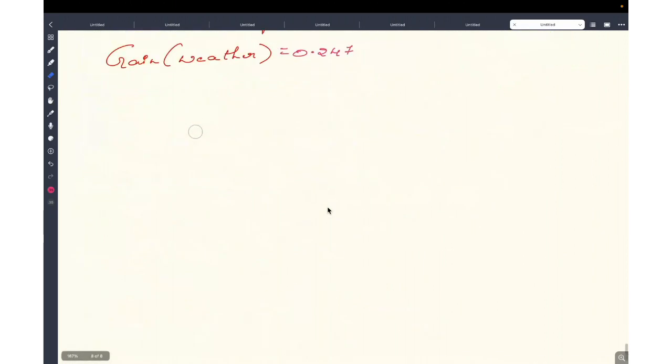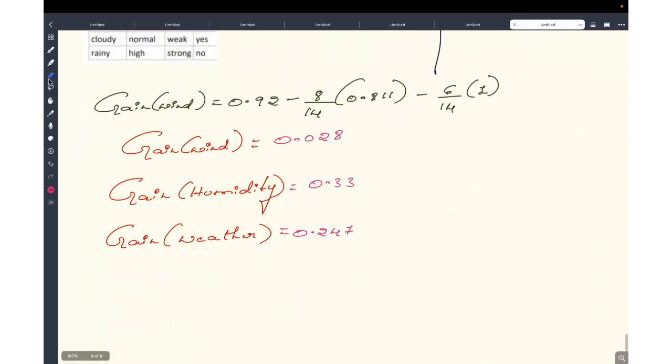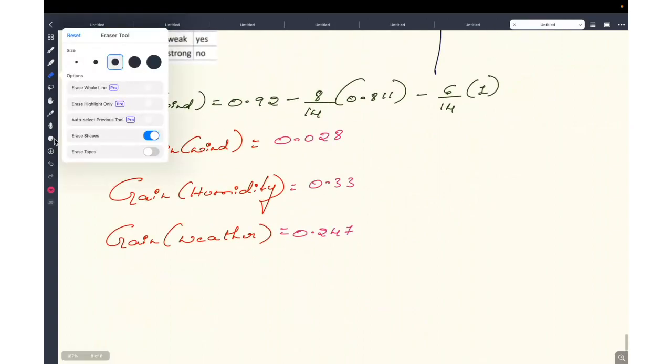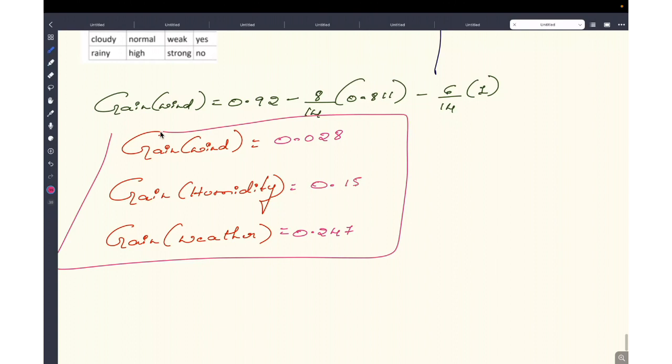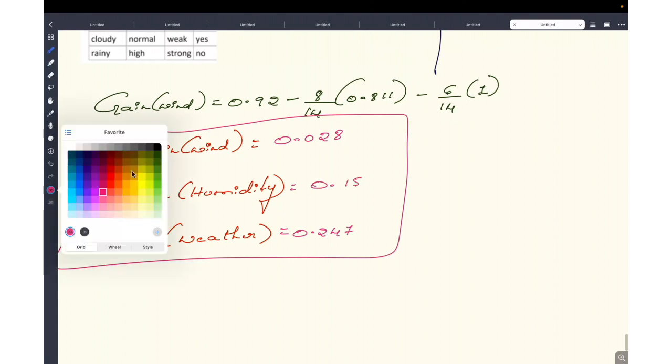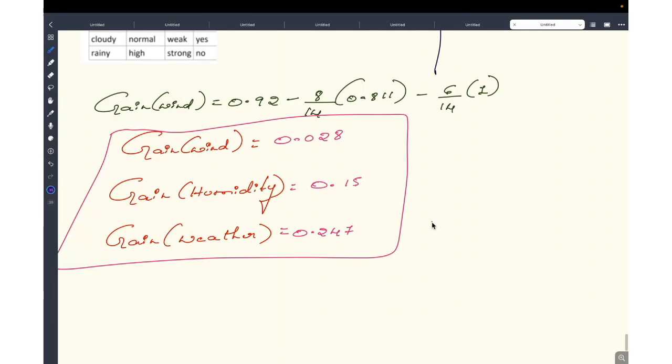Anyway, if I'm going with that 0.15, which is going to be the root node? This is the result we got, the gain of all three columns. Which will be the root node? The root node will be the one which has the highest information gain.